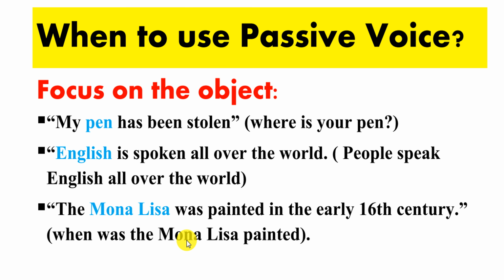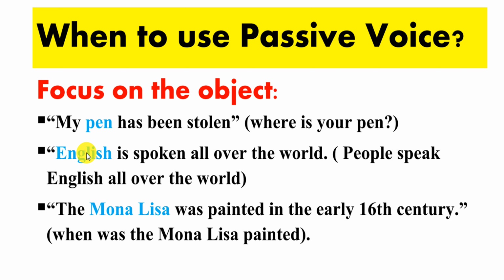Okay, secondly, we use passive voice when the object, the recipient of the action, is to be made prominent. For example, my pen has been stolen. Where is my pen? My pen has been stolen. So here the focus is on the recipient of the action, the pen.